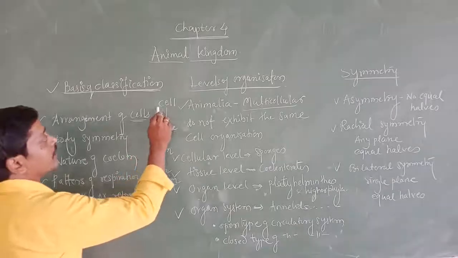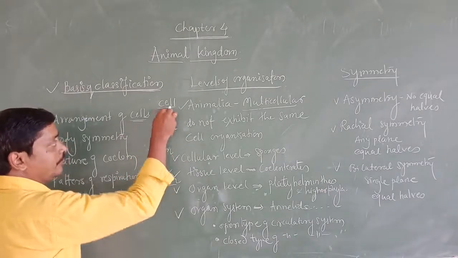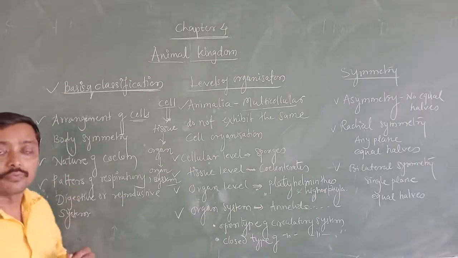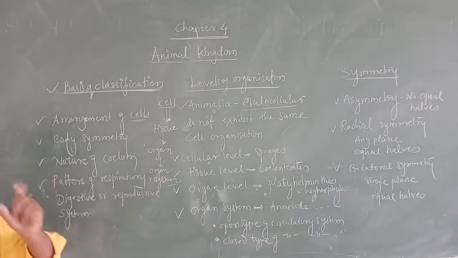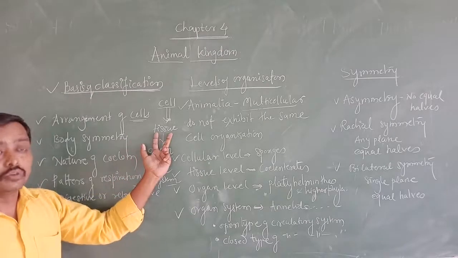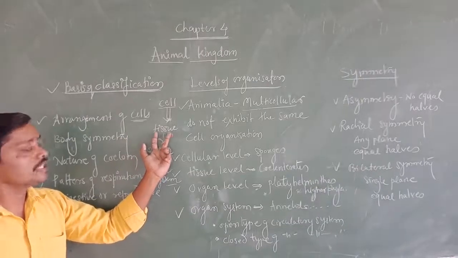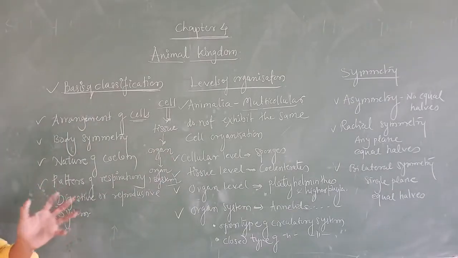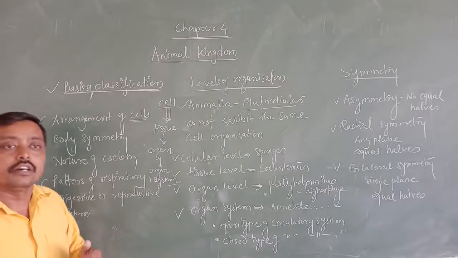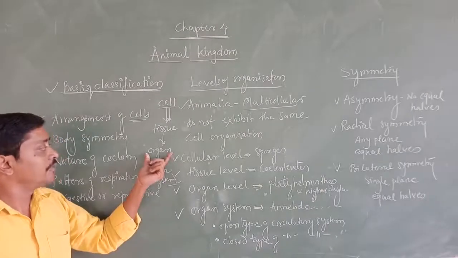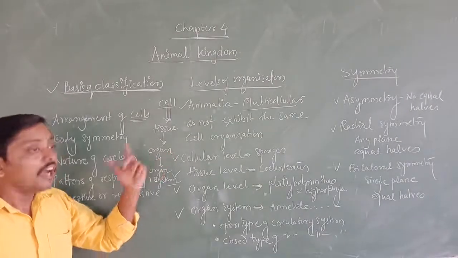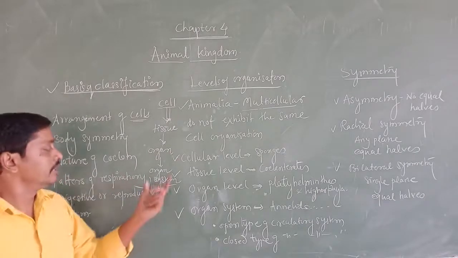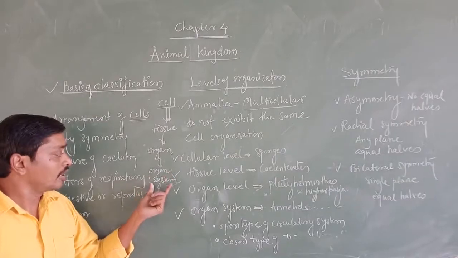Here I told you cells in tissue. Particular cells arrange together and perform a single or particular function. That time we call that group of cells a tissue. After that, many tissues come together to perform a single or particular function. That time we call it an organ. And many organs come together to perform a single or particular function. That is what we call an organ system.